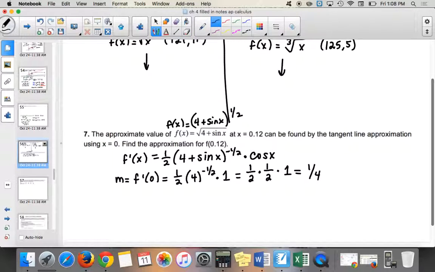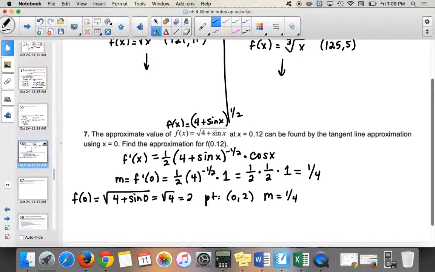All right. And then we still need the point at 0. So if I go back into my original to find the y value that goes with 0, it'd be the square root of 4 plus sine of 0, which is 0. So square root of 4 is 2. So our point is the point 0, comma 2. Our slope is 1/4. So that's kind of nice because we actually have the y-intercept, our b. So our L of x is approximately y equals mx plus b, so 1/4 x plus 2.